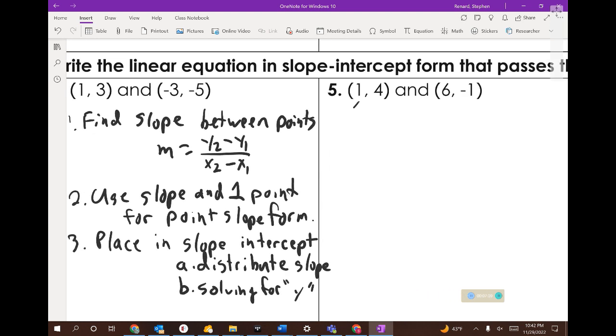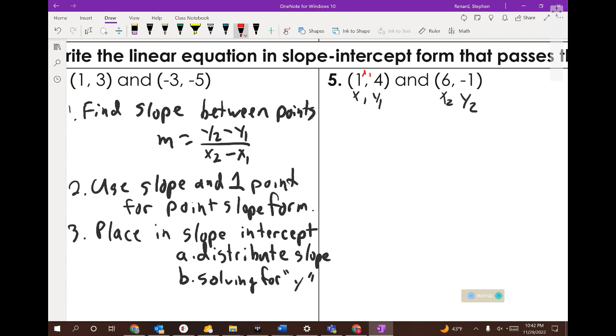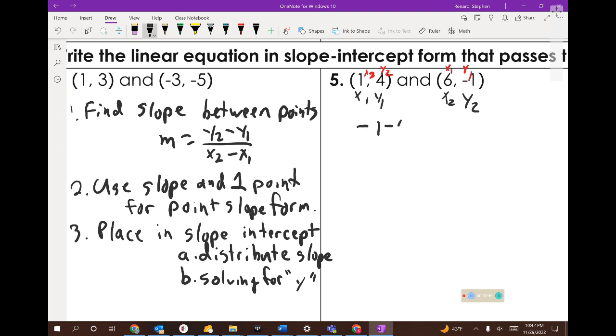Okay, so here we have x1, y1, x2, y2. And I know I've done this before, but I'll quickly do it. It doesn't matter which way you do it. If this was x2, y2, and this is x1, y1, you're going to get the exact same. I will quickly do both ways just to show you that. So remember, slope is y2 minus y1 over x2 minus x1. So we have -1 minus 4 over 6 minus 1. It's going to be -5 over 5, or a slope of -1.